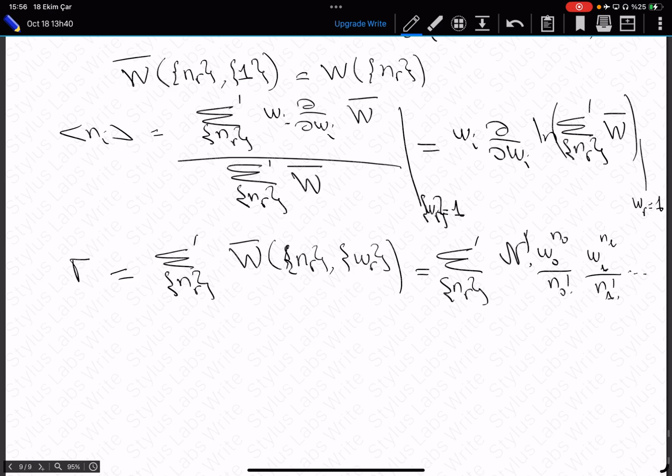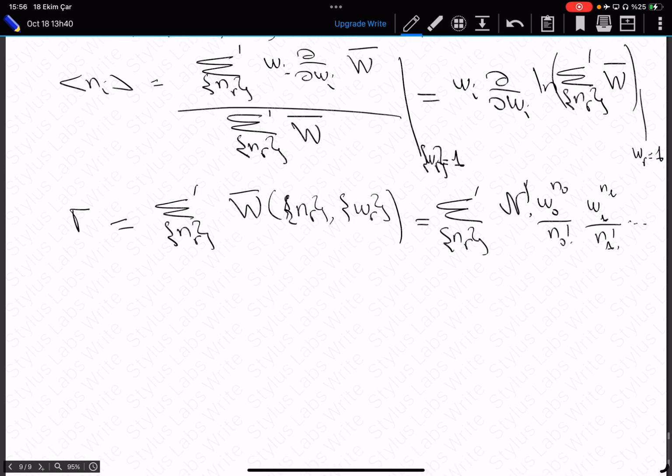Still, you see, if there were no constraints on the n_r's, it would be an easy computation. Summing over n_0 will just give me e to the power omega_0. Summing over n_1 will give me e to the power omega_1. They're nothing but the Taylor expansions of the exponential. But I have two constraints that I have to impose. n_0, n_1, n_2, etc. are not independent of each other.